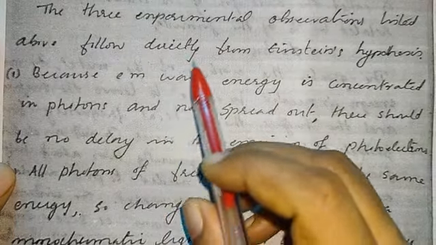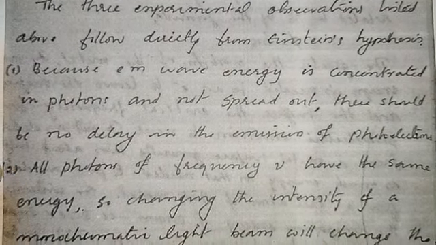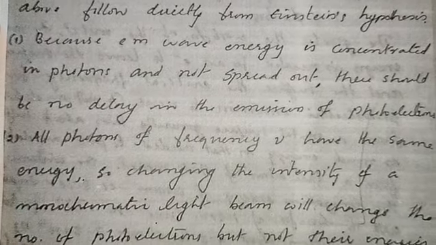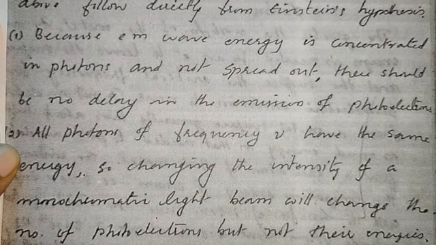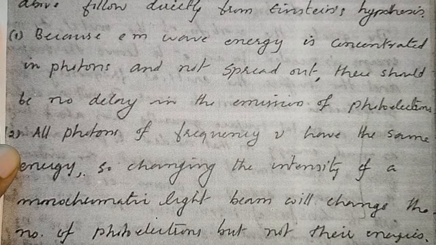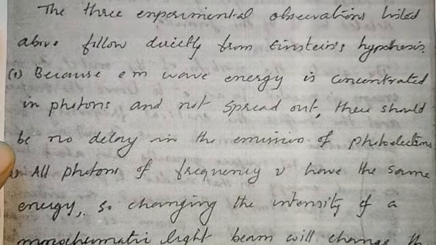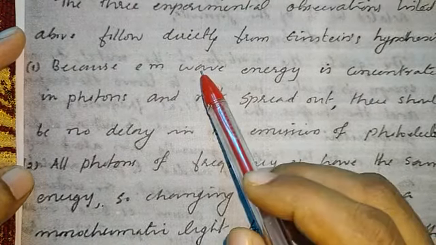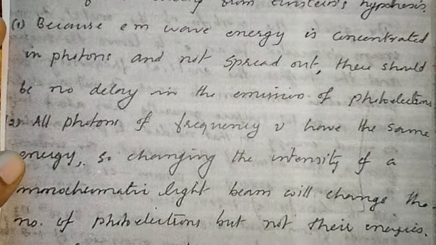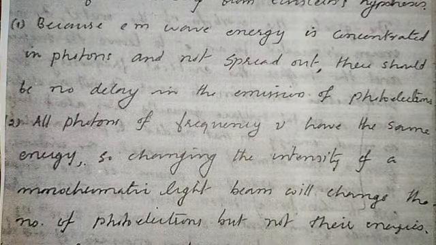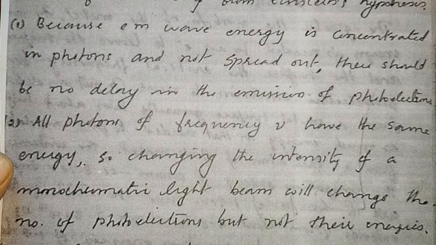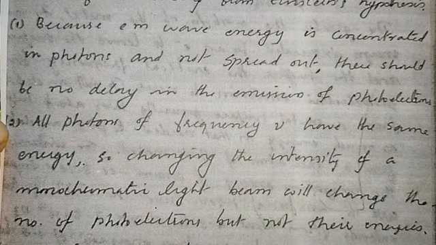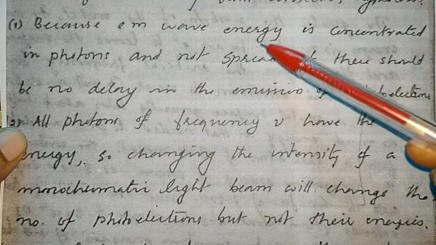So the three experimental observations listed above follow directly from Einstein's hypothesis. According to the previous theory, we could find three contradictions, which could be solved by the quantum explanation of Einstein's theory. The first point is, because the electromagnetic wave energy is concentrated in photons and not spread out, there should be no delay in the emission of photoelectrons. We could see that there is no time delay between the falling of the light energy and the emission of the electrons from the metal surface. So it could be explained using the quantum theory.